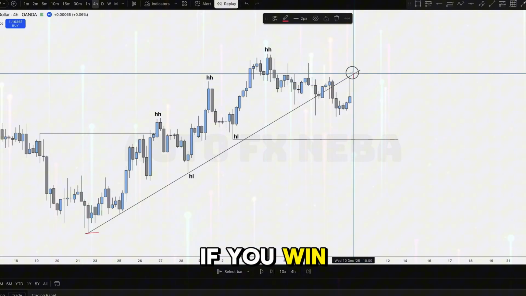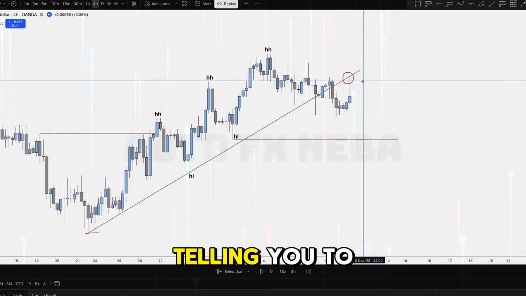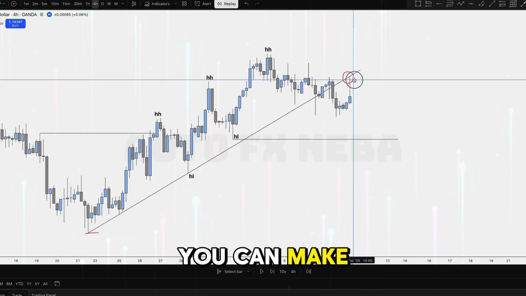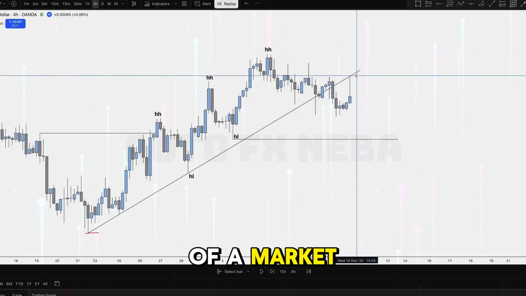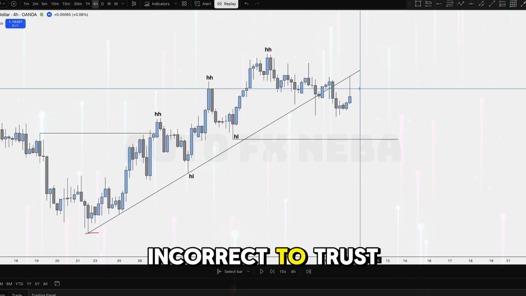Now, of course, if you win with trend lines or moving averages, I am not telling you to stop. Do what works. You can make pretty much any system win. But when it comes to the actual structural view of a market, it is objectively incorrect to trust trend lines.